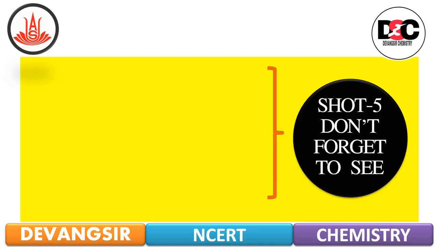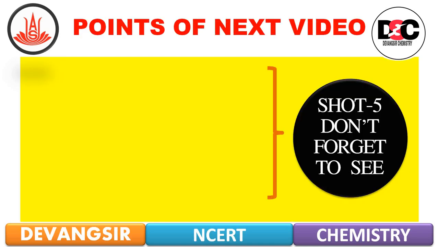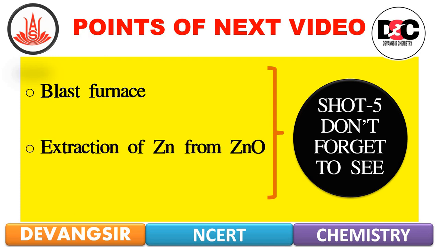Now in short number 5, what we are going to see, the points of the next video: the blast furnace, a very important topic, in detail, as well as the extraction of zinc from zinc oxide. So these are the two topics which we are going to see in the next video, that is short number 5. So don't forget to see. That's all. Thank you.